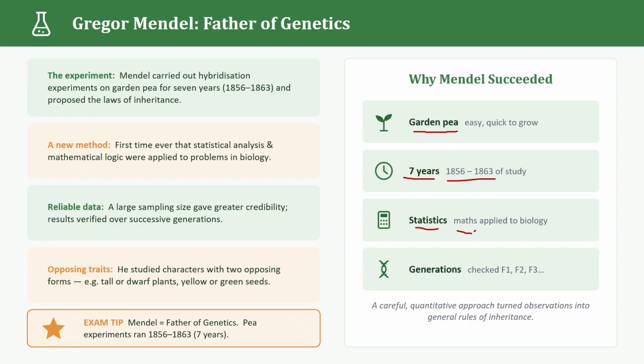Instead of observing only a few plants, Mendel studied thousands of pea plants and he counted the offspring carefully, and he repeated the experiments over many generations. This large sample size made his conclusions highly reliable. What did he study? He studied traits with opposite forms. He saw tall and dwarf plants, yellow and green seeds, violet and white flowers. His careful observations finally led to the famous laws of inheritance.